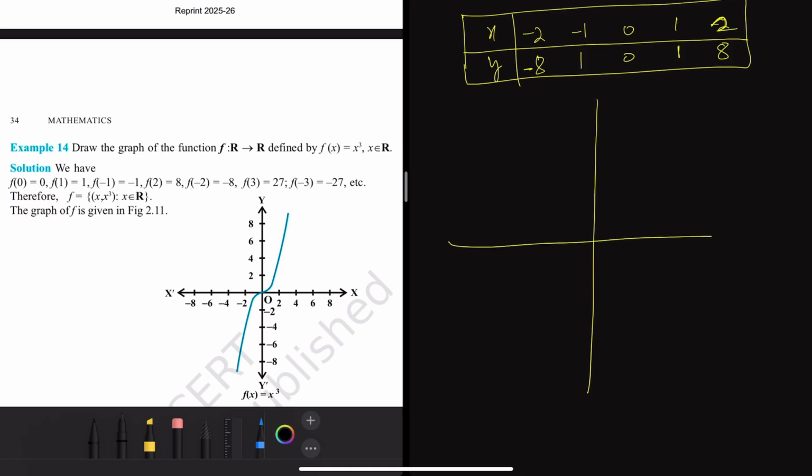And if I draw it, let's say this is 8, this is -8, and this is -2, this is 2, this is 0, this is 1, 2, 1 and -2. So if I plot for x is equal to 1, y is equal to 1. If x is equal to 2, y is equal to 8. So the graph is coming out to be somewhat like this.